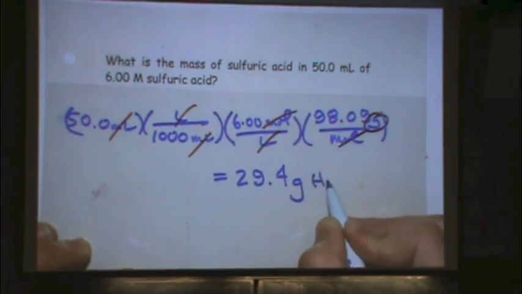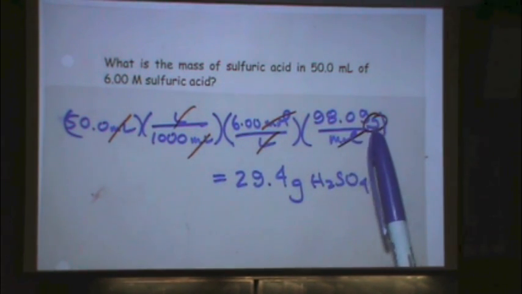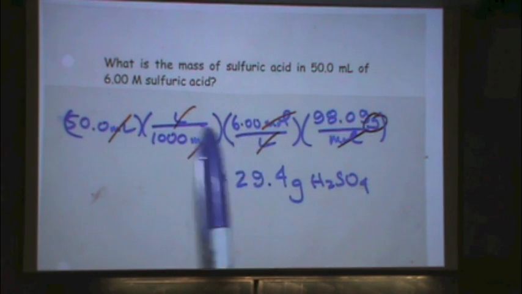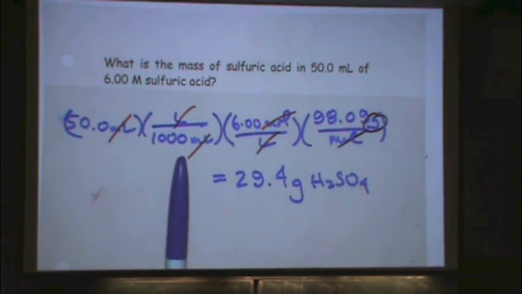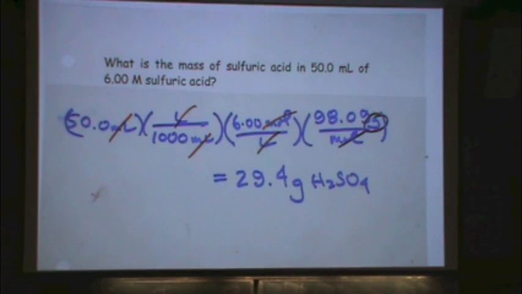29.4 grams of H2SO4. Is it okay that I only use 3 sig figs here? I've got 4 sig figs here. From the periodic table, I've got 3 here. I've got 3 here. How many do I have here? It is an exact number, so it is infinite. So it's unlimited sig figs here. So 3 is the correct answer for sig figs. And that one's done already. Let's try another one.